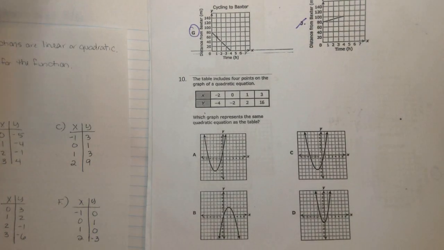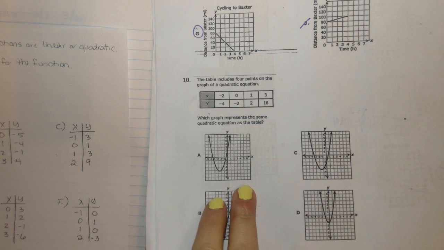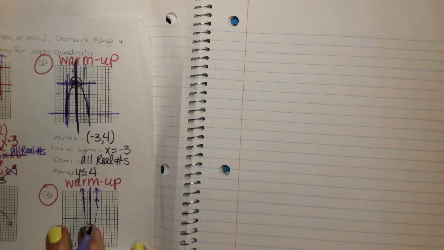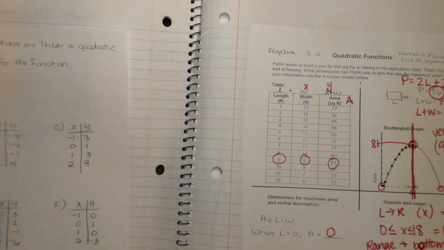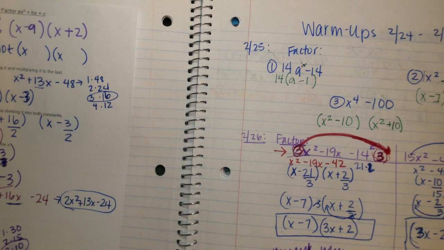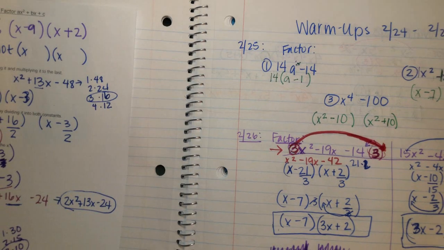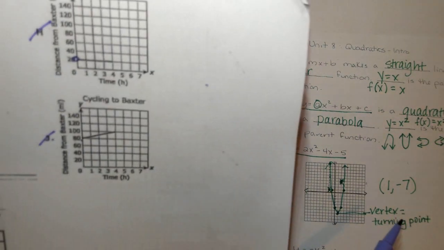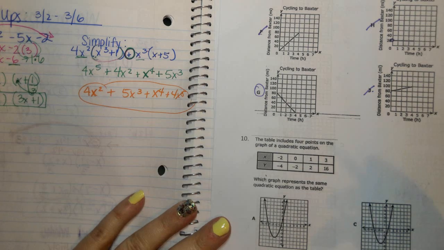The table includes 4 points on the graph of a quadratic equation. Which graph represents the same quadratic equation as the table? Okay, so here again we have a quadratic equation, and if we go to our notes, we can find a table. Well, let's just look here.